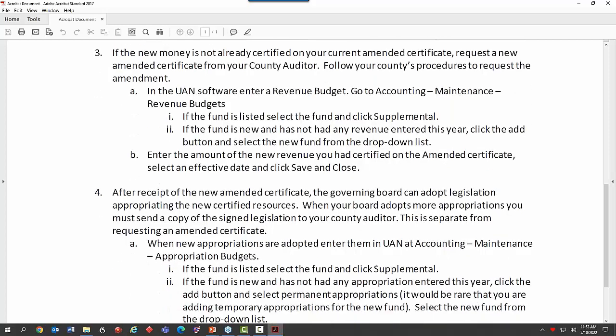If the new money is not already certified on your amended certificate, you're going to be requesting a new amended certificate from your county, whatever procedures they require. So some counties have a form you fill out. Other counties just want you to send a fax or an email that describes the difference. Sometimes they want reports. Sometimes they want proof. We'll talk about that later.